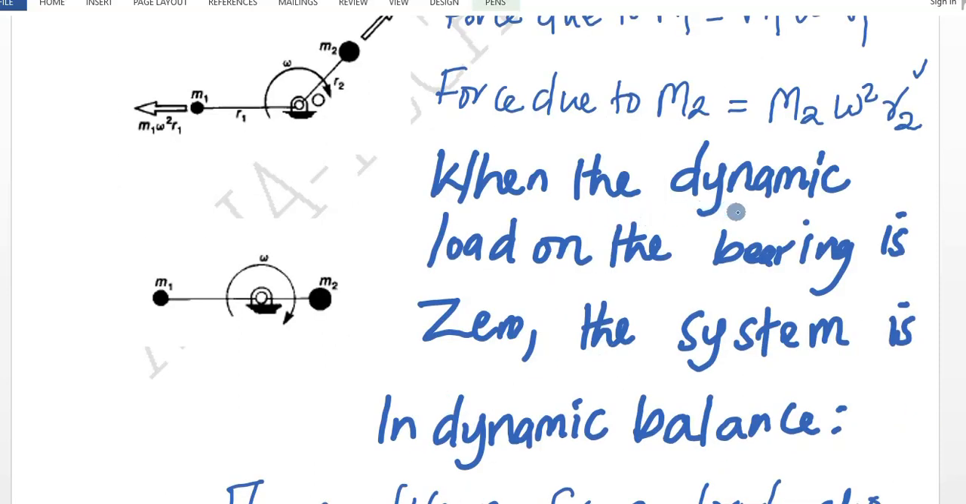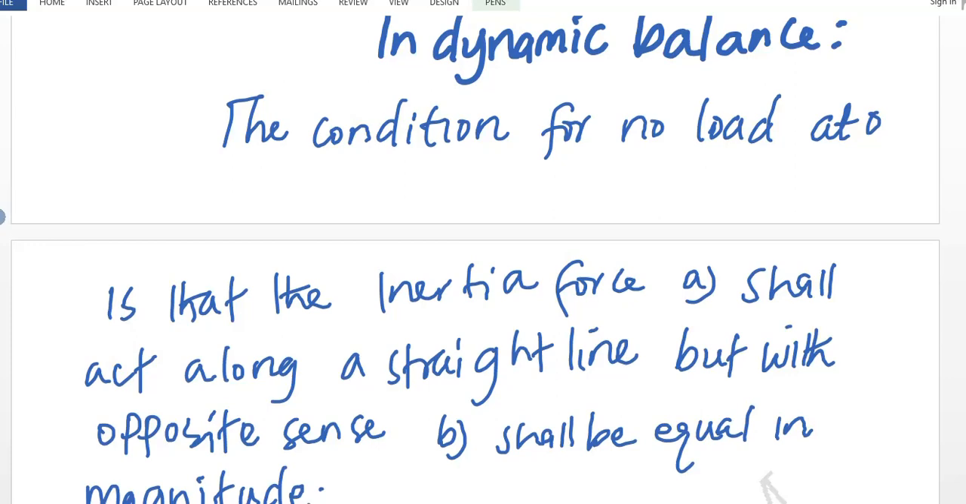Now, when the dynamic load on the bearing is 0, we must note that the system is in dynamic balance. First of all, the static forces acting on it when it is at rest, if the two forces are equal, then it is in static balance. But when it is moving, as long as it has attained the static balance, when it moves and there is no resultant dynamic force acting on this bearing, then we shall say the system is also in dynamic balance.